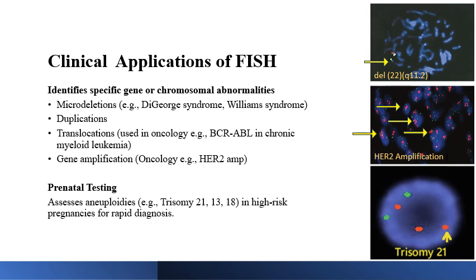FISH is essential in diagnosing various genetic conditions. For example, it can detect microdeletions such as in DiGeorge syndrome, where there is a deletion on 22q11.2, or amplification such as HER2 amplification in breast cancer. In prenatal testing, FISH helps assess aneuploidies, providing quick diagnostic insights into conditions like Down syndrome, which has 3 chromosome 21s instead of 2.